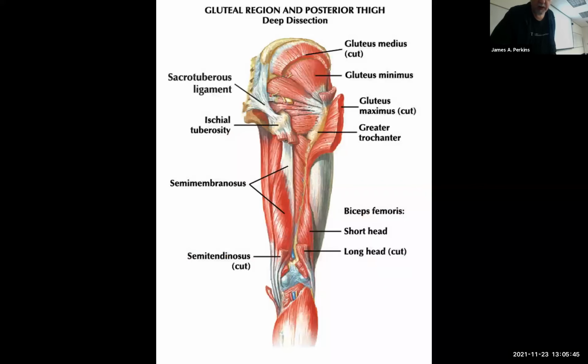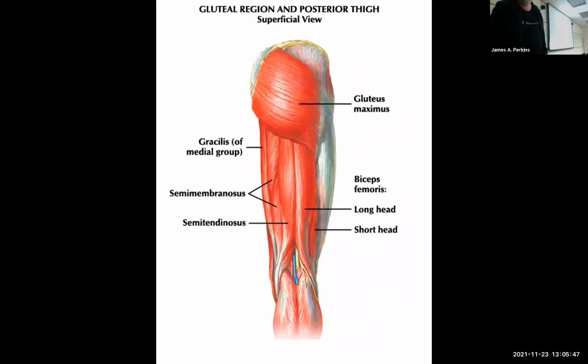All right, so let's go backwards. And now we'll start talking about the posterior thigh. So just to orient you, over on the medial side of the thigh, which is on the left side of the figure, you can see the gracilis muscle running from its origin on the pubic bone all the way down to the tibia. Remember that the gracilis is one of the muscles in the medial compartment, so that's not really part of this posterior compartment. It's just drawn here just to help orient you.